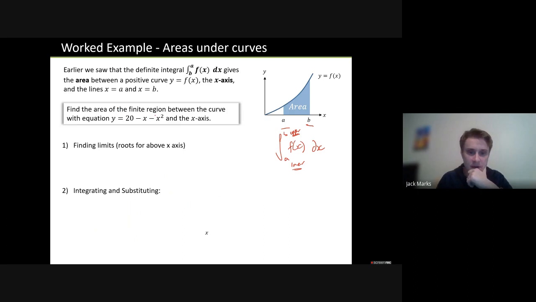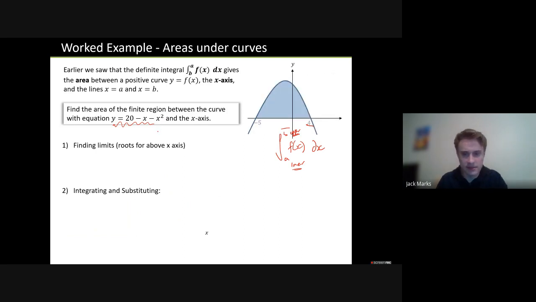Right, find the area, and here's the curve. So it says y equals 20 minus x squared between the curve and the x-axis. So what are my limits? Does it give me my limits? Aha, okay. So we're going to look at a question with the context where we need to find the limits now. So I want to find the area under this curve. That's what the curve is, okay?